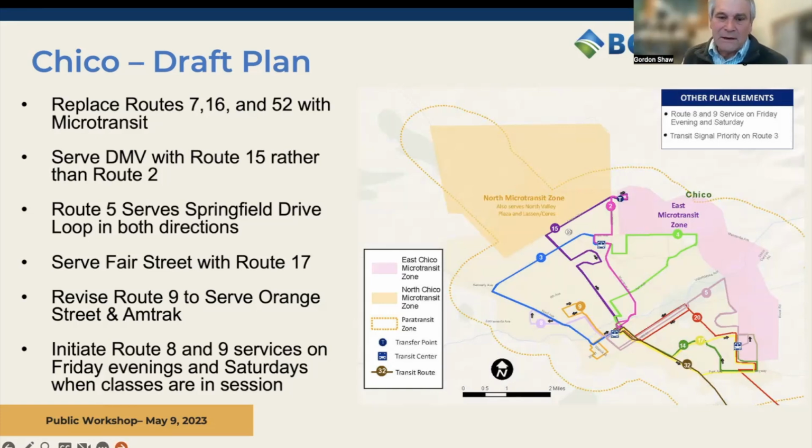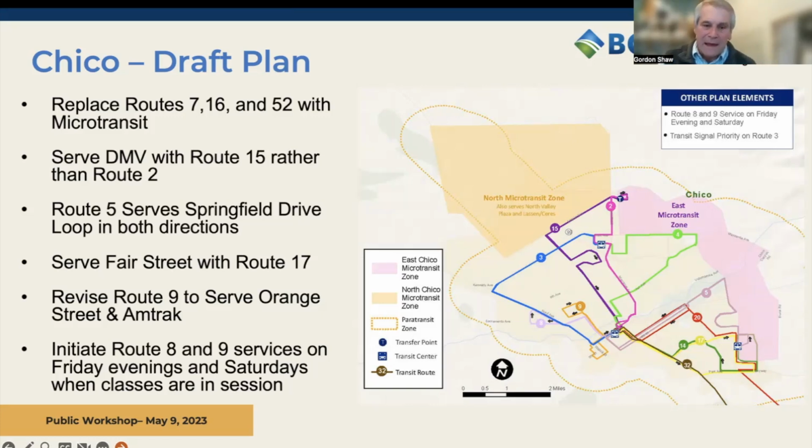Route 17 and 14 used to both be on one street, and we'd like to move that over to Fair Street so that the Jesus Center there and some of the other activities along Fair Street now will have hourly transit service. They do get a little service today with Route 41, but not much. Route 9, we are proposing to move over a few blocks so that it serves Orange Street. It serves the Amtrak station. It really doesn't affect the existing stops. There's one that kind of moves around the corner, and that's that.